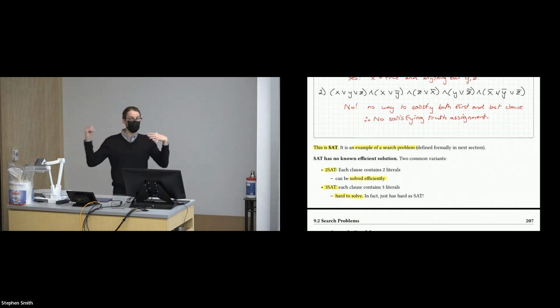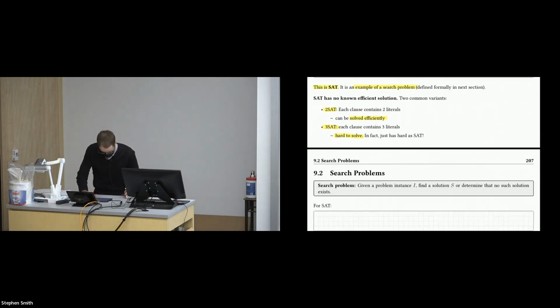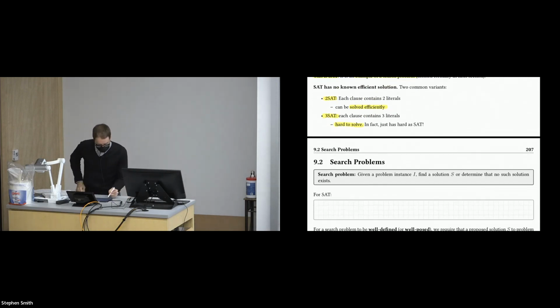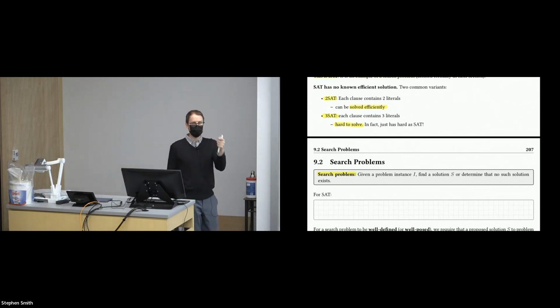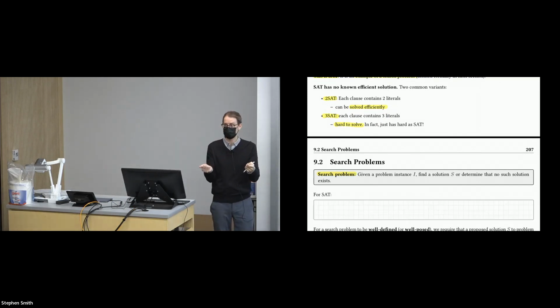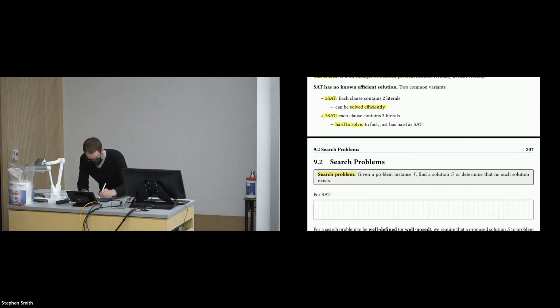So this leads into our definition of a search problem. And it's just a problem that takes the following form. You're given a problem instance I, and you want to find a solution S, find a satisfying truth assignment, or determine that no solution exists. So find a solution is like answering yes, or determine that no such solution exists is like my no.